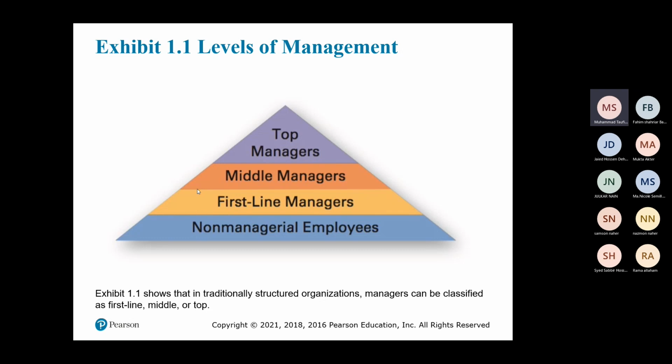Then you have the first line manager on top of the staff. On top of the first line manager we have the middle manager. And at the top of the company we have what we call the top manager. These are the common, general structure of the organization or the company, the structure of the management unit in the organization.